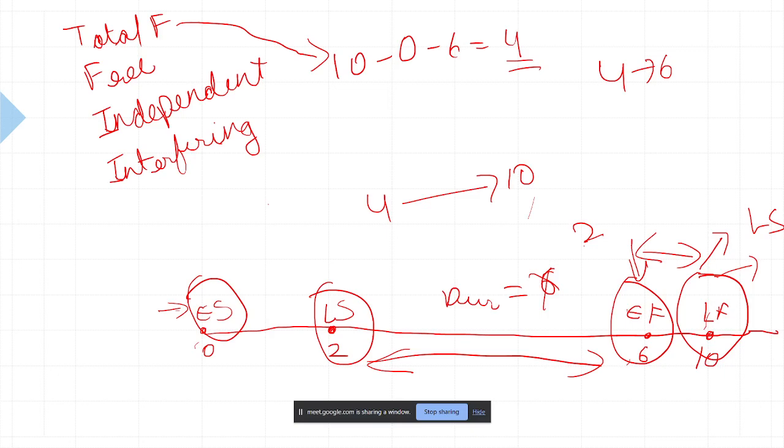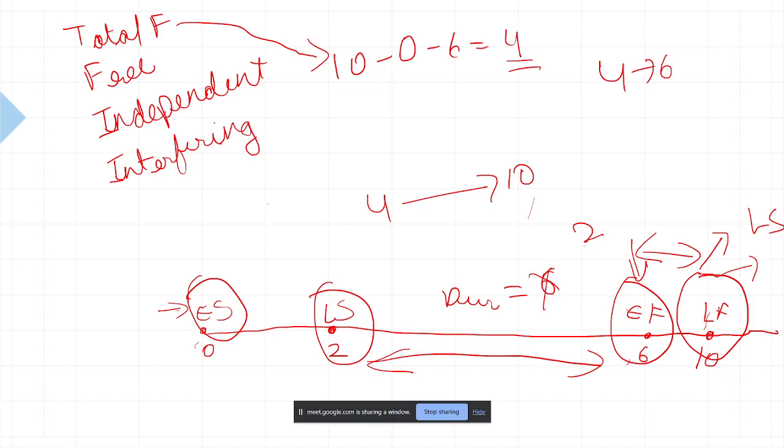Sir, the way you explained this diagram is very good, because we were missing the interpretation of that. That's what we were struggling with. Any question on this? So free float, please, if you can repeat one time, sir.